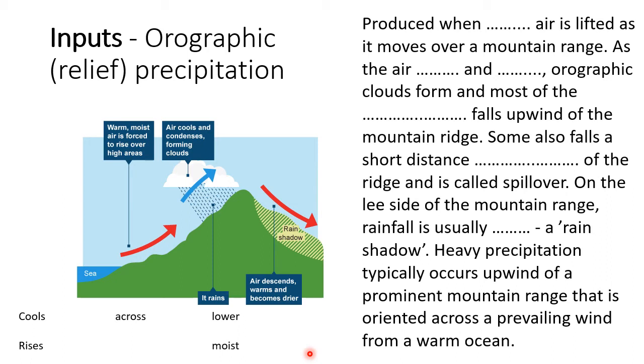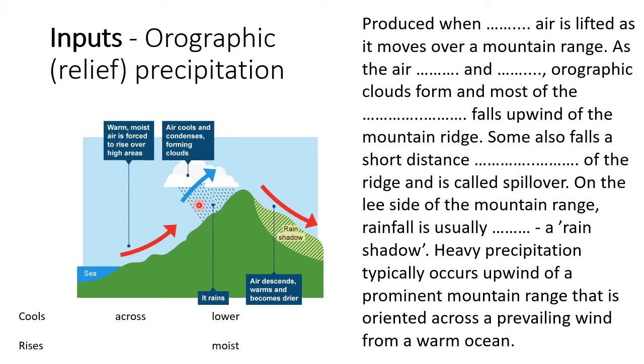So with relief rainfall, what you have is a prevailing wind, and that prevailing wind is taking warm moist air off the sea, and it is then hitting a mountain or a hill range. Where it hits the mountain, it's forced to rise. As air rises, it will get colder. It's about 0.6 to 1 degree per 100 meters. So if you work on 1 degree per 100 meters, something like Everest, which is 5 kilometers high, is 50 degrees colder at the top than it would be at sea level.